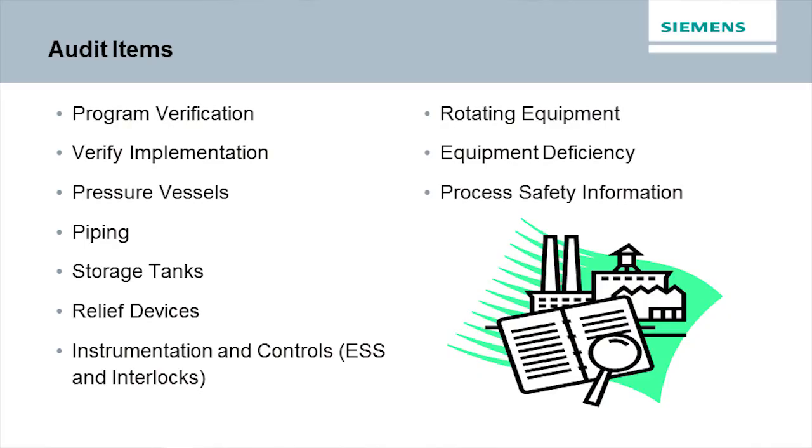So we mentioned the first thing. Well, I'm just going to go over the list quickly first. The audit items that I have listed down here, one is the program verification. Again, talking about all those different documents that I mentioned earlier. Verify implementation, effectiveness, the inspections, executions, and so on. Then auditing pressure vessels, the piping, storage tanks, relief devices, instrumentation controls, including emergency shutdown systems and interlocks, rotating equipment, the equipment efficiency, how that's managed, and of course the rest of the process safety information.